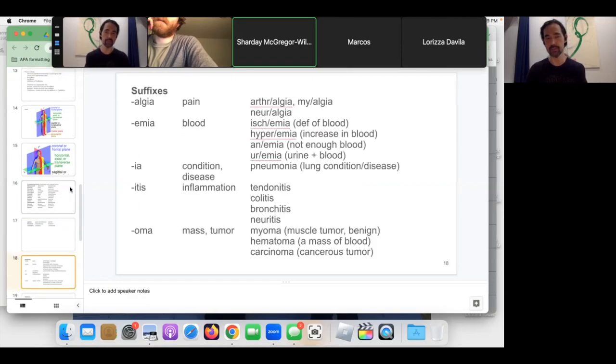So now we're going to look at some specific suffixes, the definition of them, and then how they're used. So it's the suffix in the first column, the second column is what it means, the definition, and the third column is an example. So we have a lot to go through.